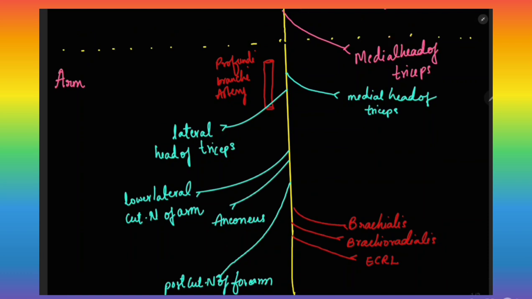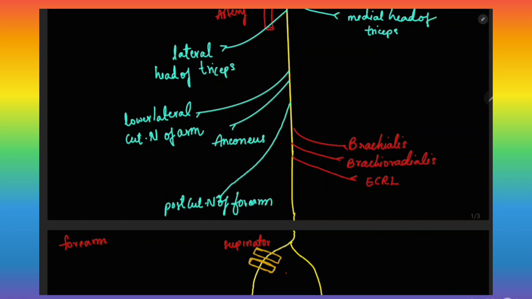Below the level of lateral epicondyle, it gives three muscular branches: a branch for brachialis, a nerve for brachioradialis, and another nerve for extensor carpi radialis longus. Then, after the level of lateral epicondyle of humerus, it terminates by dividing into superficial branch and deep branch in the lateral part of cubital fossa.